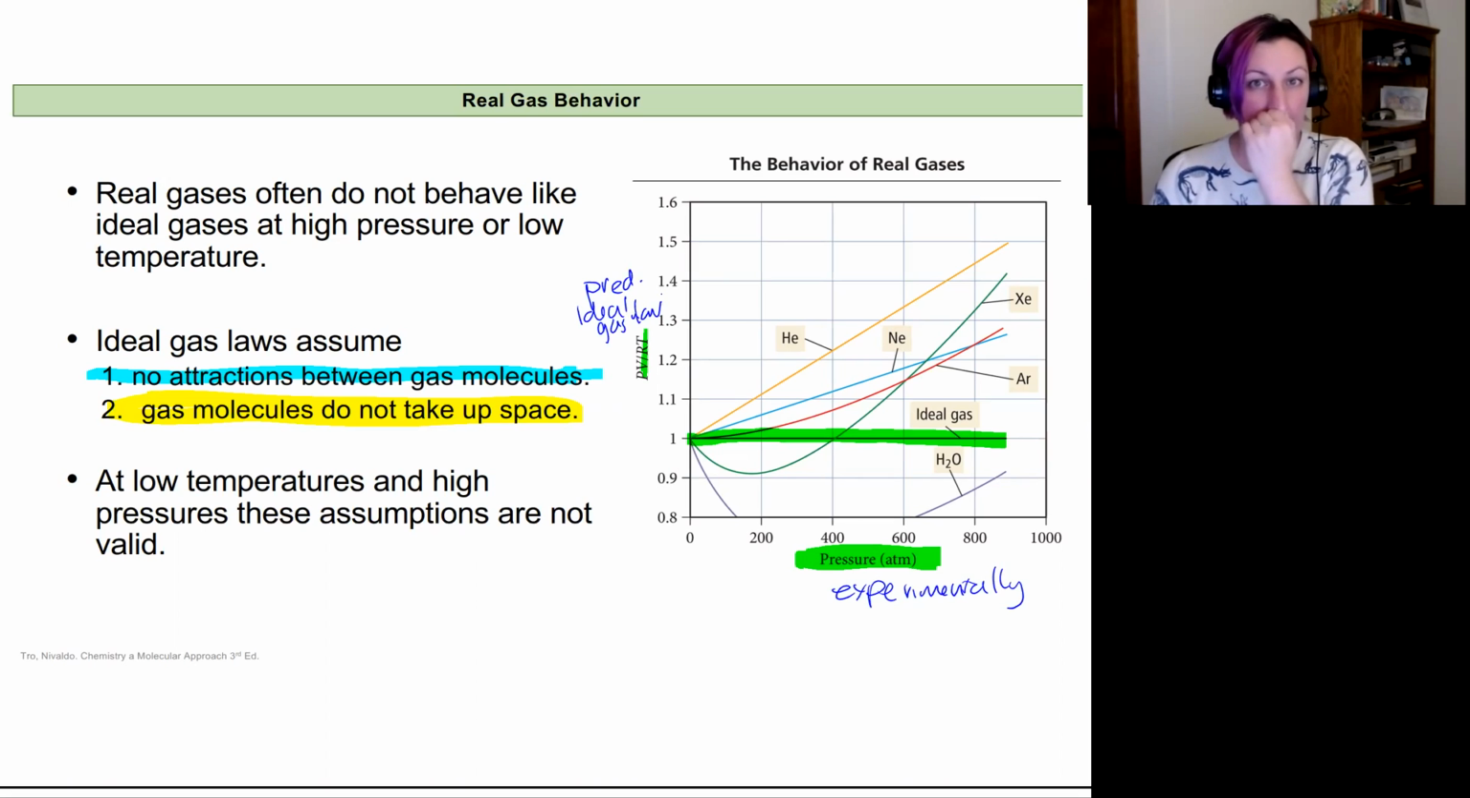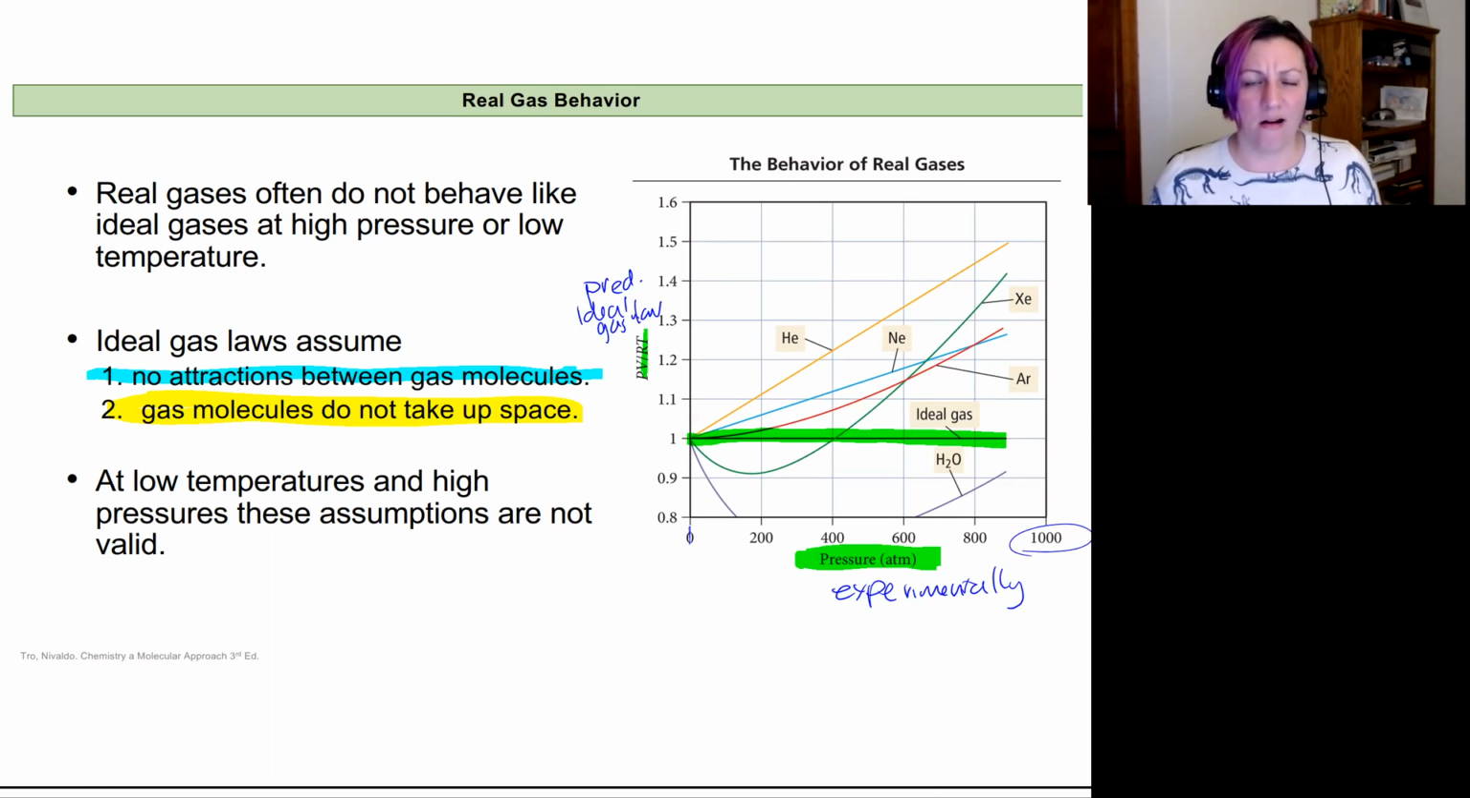And so what we're looking at is the deviation between what we see experimentally and what would be predicted by the ideal gas law. If things behave like the ideal gas law, it would be that highlighted green line. And we don't see that. We're looking at really, really different pressures than what you're sitting in right now. We're looking at a scale of 0 to 1,000, which is huge. 1,000 atmospheres is an intense amount of pressure. And what we see is variation from ideal gas behavior.